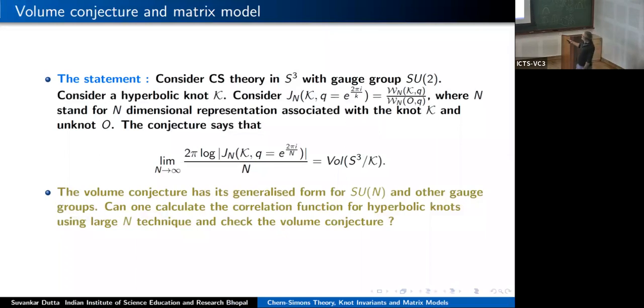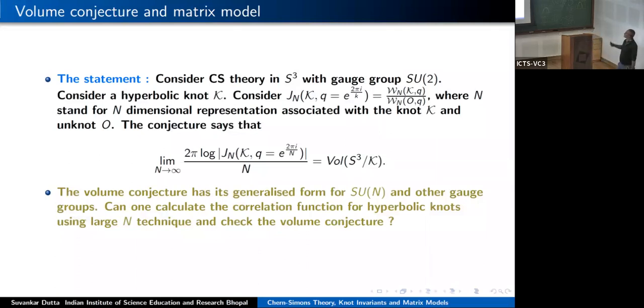So the volume conjecture says that you take the Jones polynomial in some n-dimensional representation, divided by the Jones polynomial for the R naught. This is the quantity we are considering. And if you take the n goes to infinity limit, this gives me the volume of the hyperbolic manifold. The left-hand side is topological, and the right-hand side is also topological because the volume of the hyperbolic manifold is a topological quantity. So this is for the Jones polynomial, SU2 gauge group.